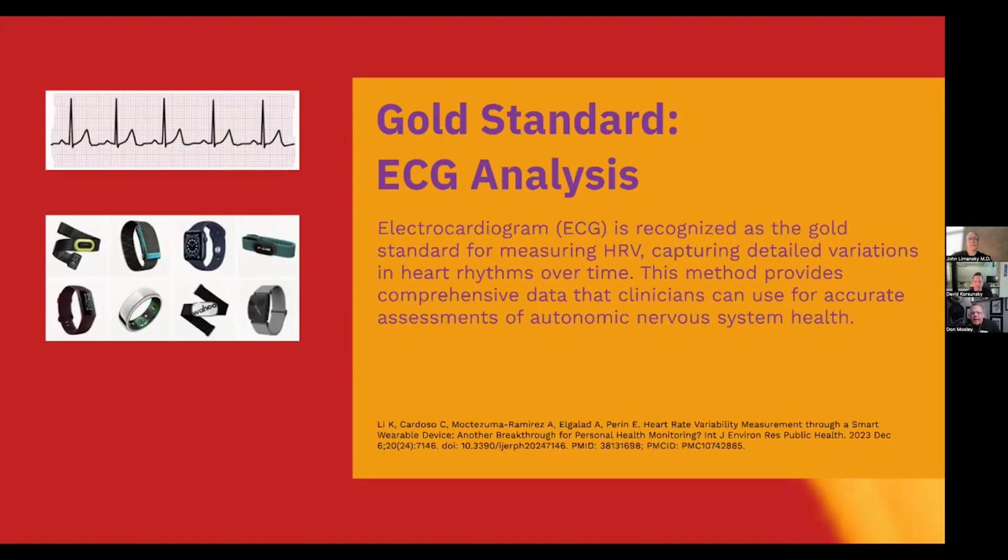So ECG is recognized as the gold standard for measuring HRV. That electrical signal is by far the best, capturing detailed variations in heart rhythms over time. This method provides comprehensive data that clinicians can use for accurate assessment of autonomic nervous system health. But moving back to our earlier vision of empowering our patients with their own health, limiting access to the assessment to your office or hospital is not realistic. Recently, there has been a flood of wearable devices that can effectively measure HRV.